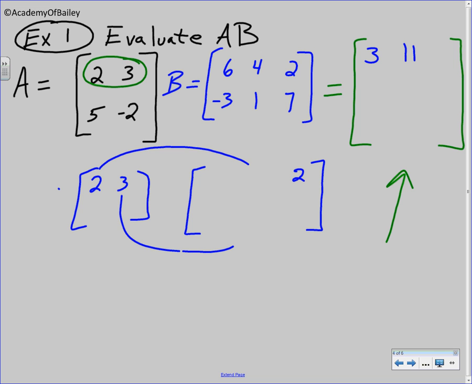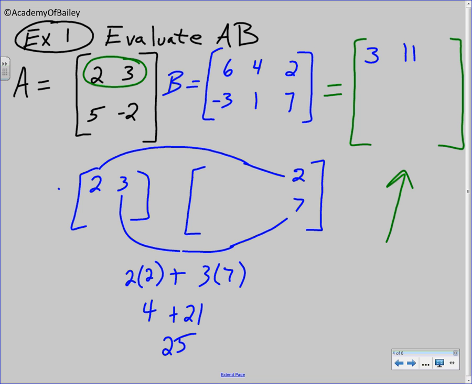And we have 2 and 7. 2 gets multiplied by 2. 3 gets multiplied by 7. 4 and 21 make 25. Top row, third column.